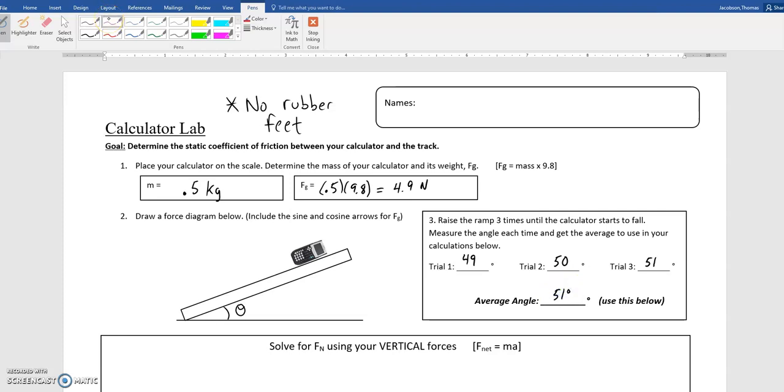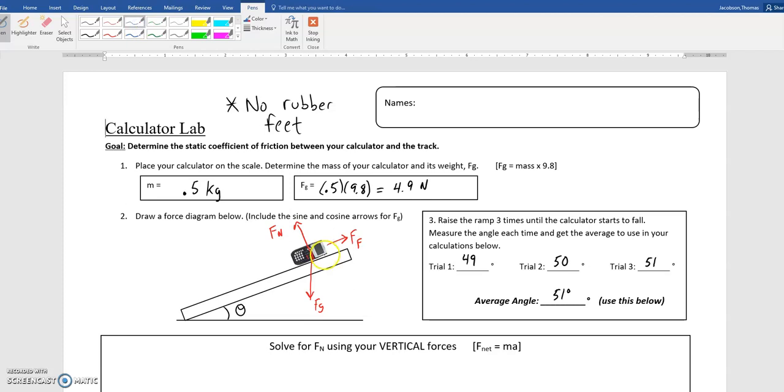Just like any other problem that we've done, we want to draw a force diagram. So gravity pulls straight down. Our normal force, you know what, I'm going to angle that a little bit more to make sure it's perpendicular to the track. And then we have that is friction force right there.